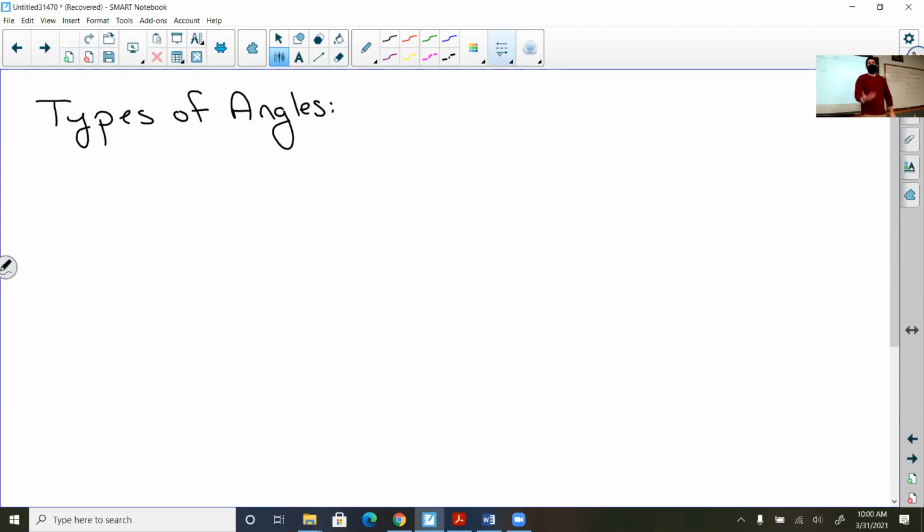All right, so an angle again is formed when two rays meet at an endpoint, and those two rays are non-collinear, so they don't form a line. So when these rays meet, we are going to have three types of angles. And you've probably heard these before.